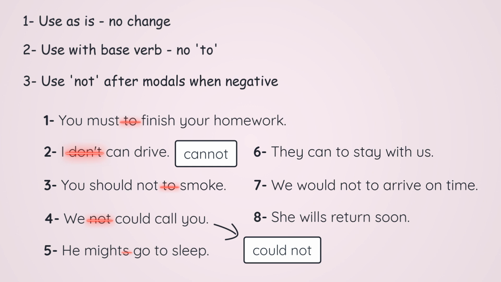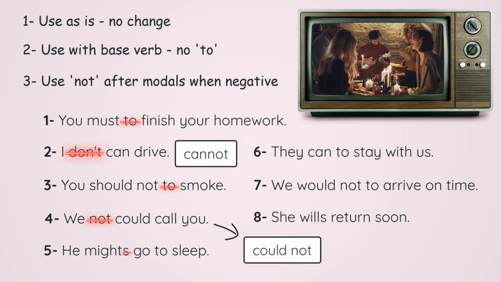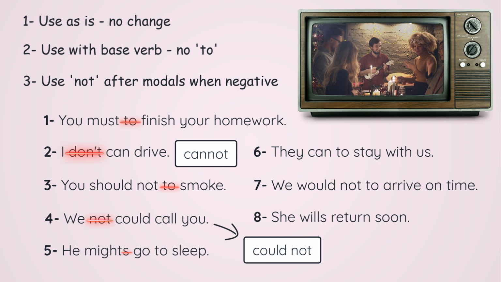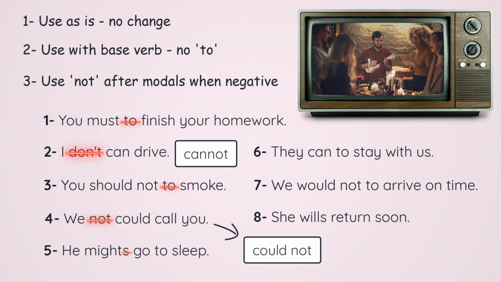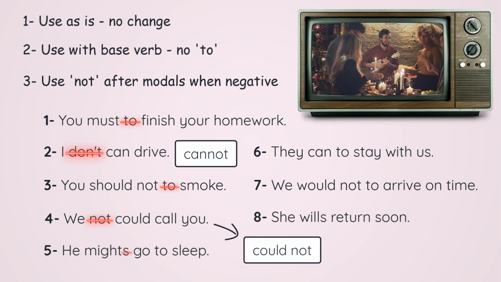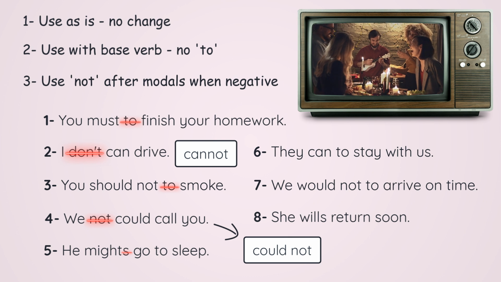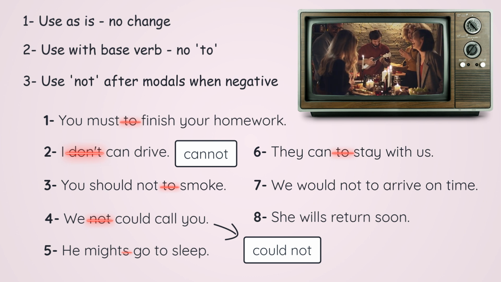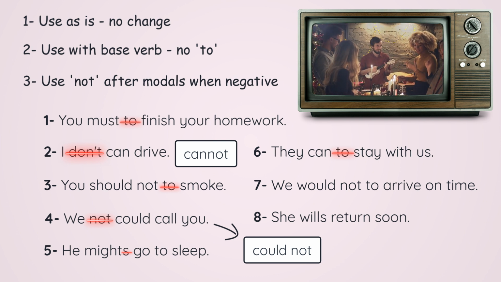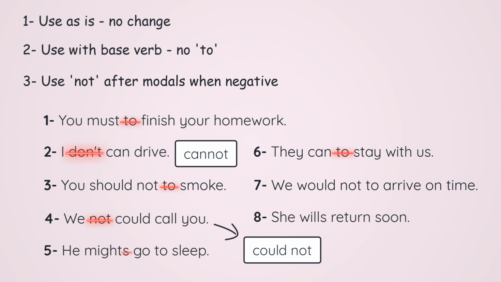Next, number six. They can to stay with us. Somebody says very kindly, they can to stay with us. It's a very kind suggestion. It's not grammatically correct. Let's make it correct. What do we need to take out? This. Okay? It should be just, they can stay. They can go. They can leave. They can come. Whatever. But no to. Alright? So this was our rule number 2.